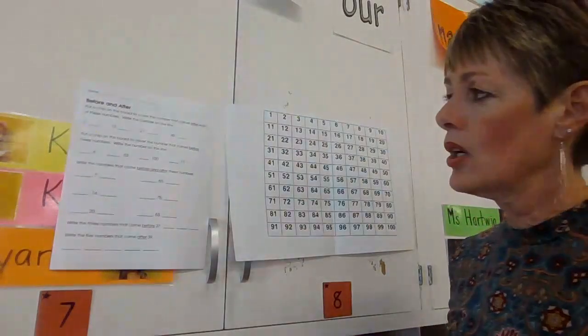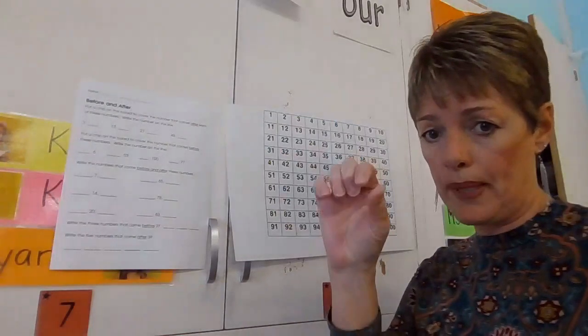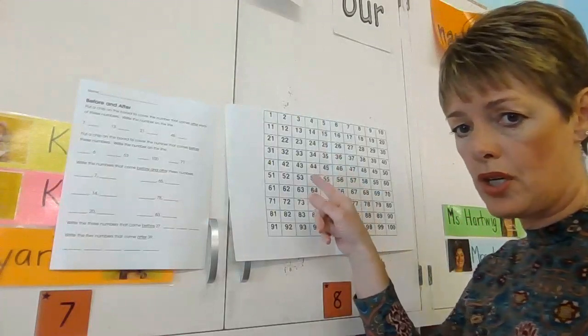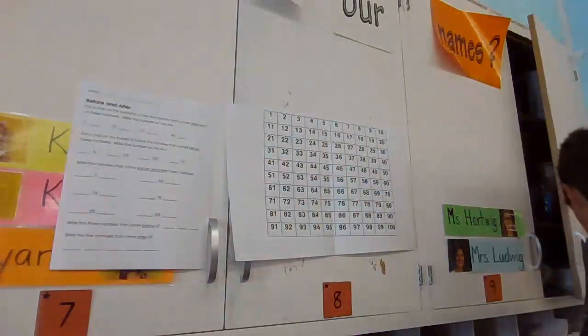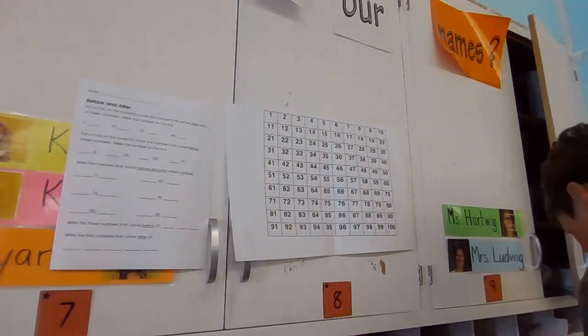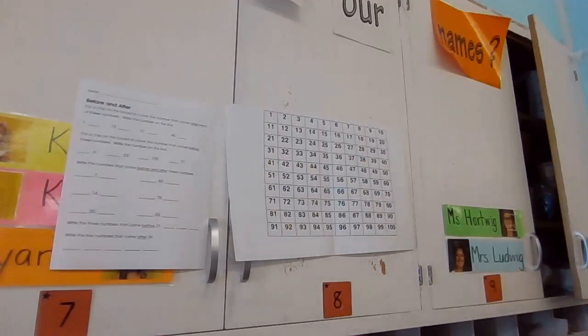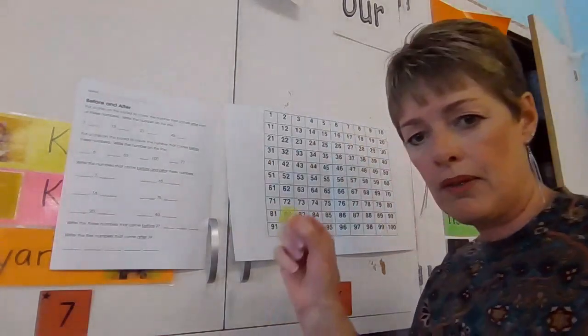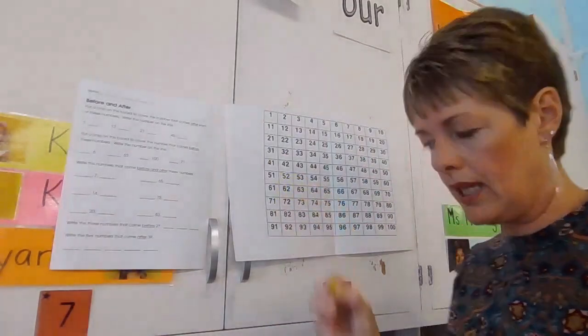All right. You also have a little chip. It's a little yellow chip that you're going to be using, and you're going to be using that on your hundreds chart. I have, oh boy, I didn't grab my chip. I do, I have my chip. I have it. One of these little yellow chips, okay?